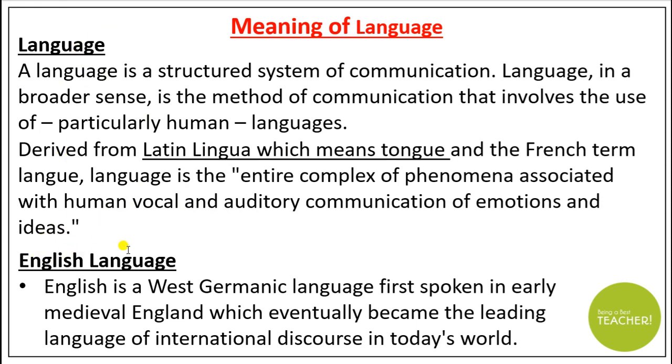Now coming to the English language. See, English is a West Germanic language first spoken in early medieval England, which eventually became the leading language of international discourse in today's world. So you can write from where it originated, basically, in early medieval England. And now it is a very dominating language in the whole world, and it is adopted as an international language as well. In many official works like UNESCO or the meetings held between different countries, all the discussions used to take place in the English language only. That is why we are saying that it is an international language.